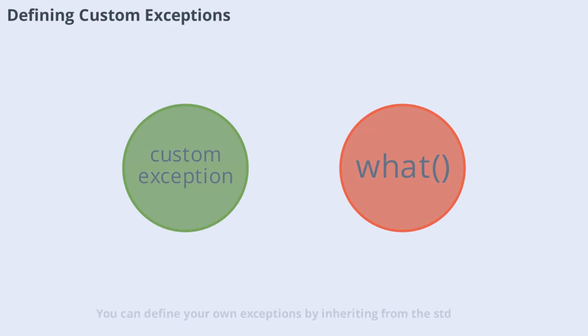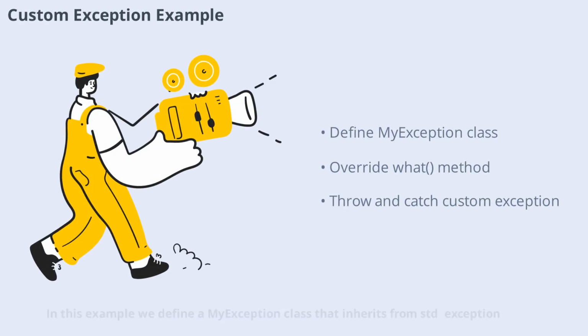You can define your own exceptions by inheriting from the std::exception class and overriding the what method. This allows you to create meaningful error messages and handle specific error conditions unique to your application. In this example, we define a myException class that inherits from std::exception. The what method returns a custom error message. In main, we throw an instance of myException and catch it, printing both a custom message and the result of what. This demonstrates how to create and use user-defined exceptions in C++.